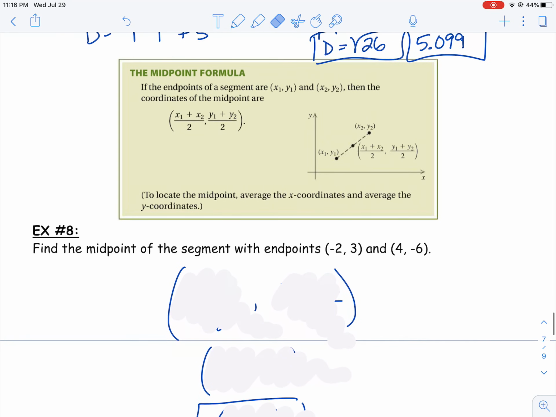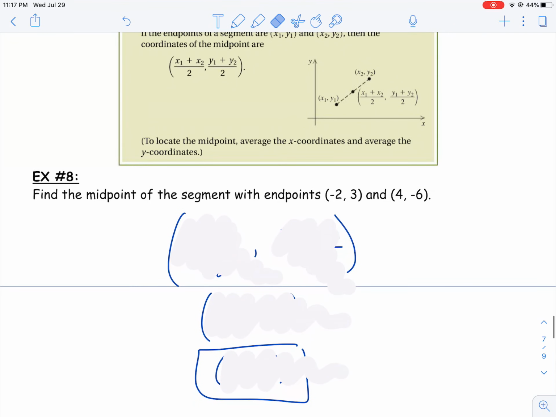All right, what about midpoint? What if I want to find the middle between two points? Well, if I have two points, I can find the midpoint by adding the x values and dividing by 2, then taking the y values, adding them together, and dividing by 2. That'll give me a new x value and a new y value that happens to be right in the middle of those two original points. All right, let's do one and apply that formula.